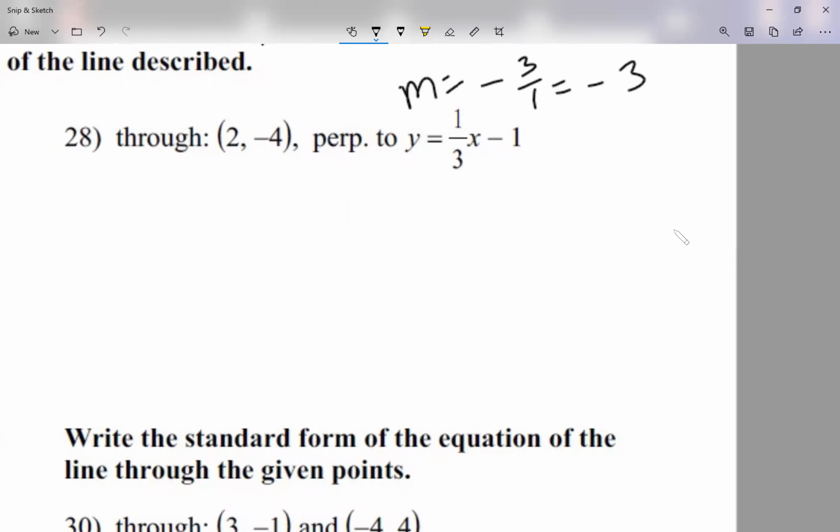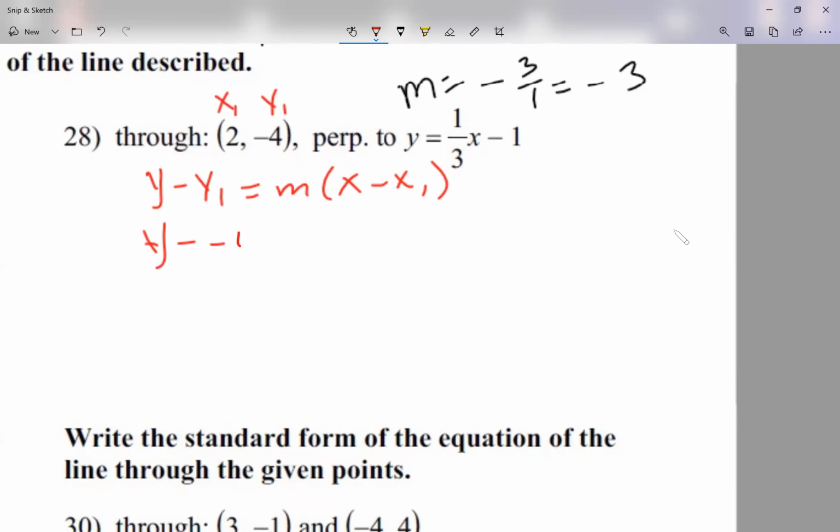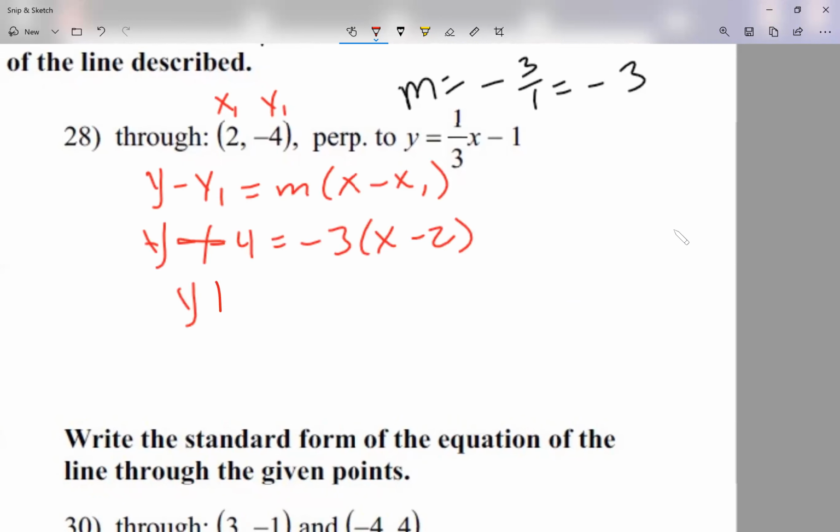Let me label my sides. This is x1, y1, and I know the slope, and I'm going to use the formula y minus y1 is equal to m, and then x minus x1. So let me write this as y minus a negative 4, it's equal to negative 3, x minus 2. Minus a negative basically is plus. So let me write this as y plus 4, it's equal to negative 3x plus 6.